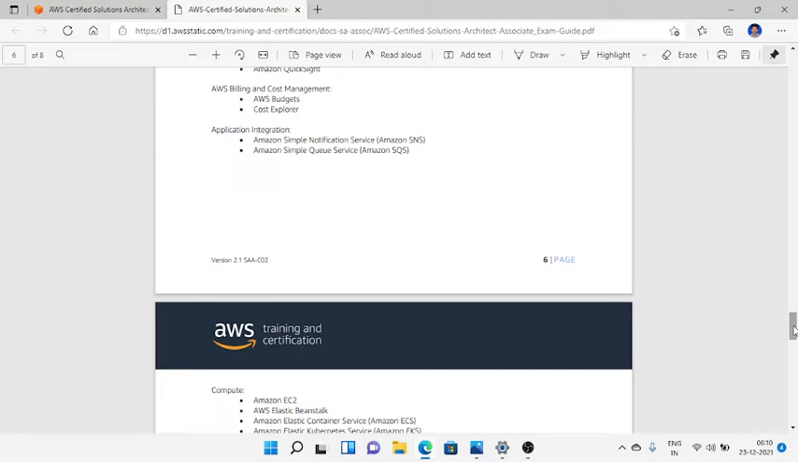Next, application integration, that is Amazon Simple Notification Service, SNS, and Amazon Simple Queue Service, SQS.